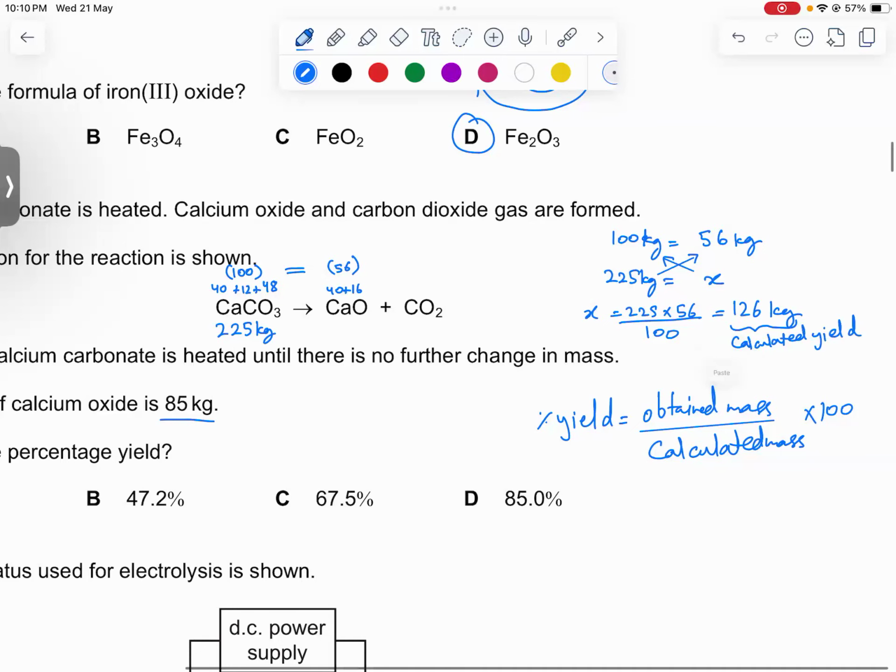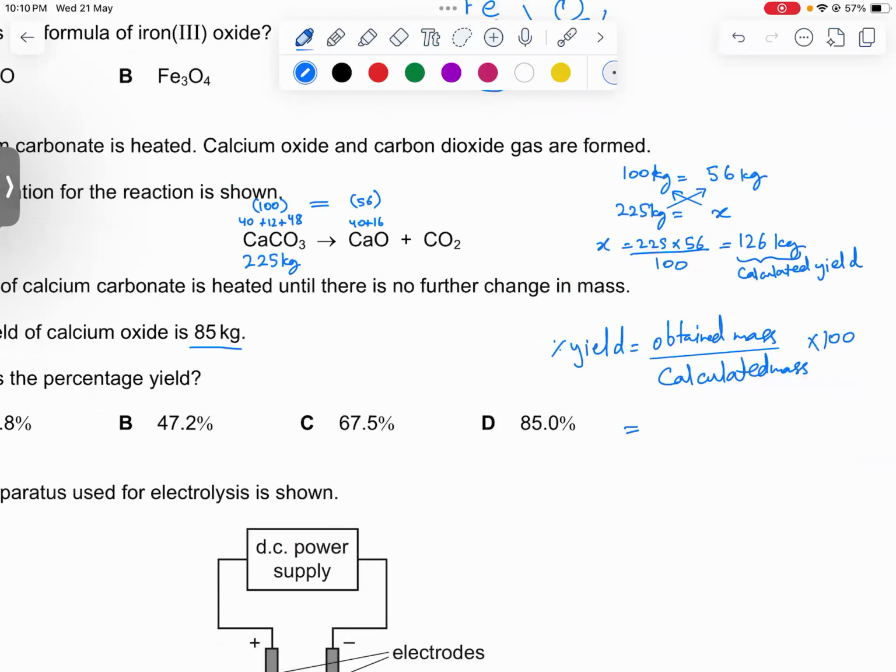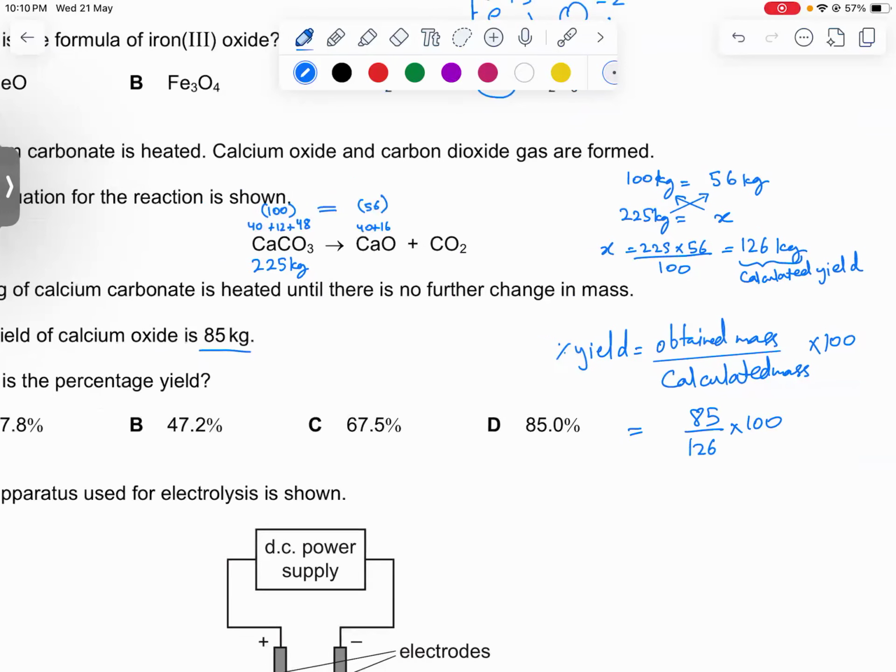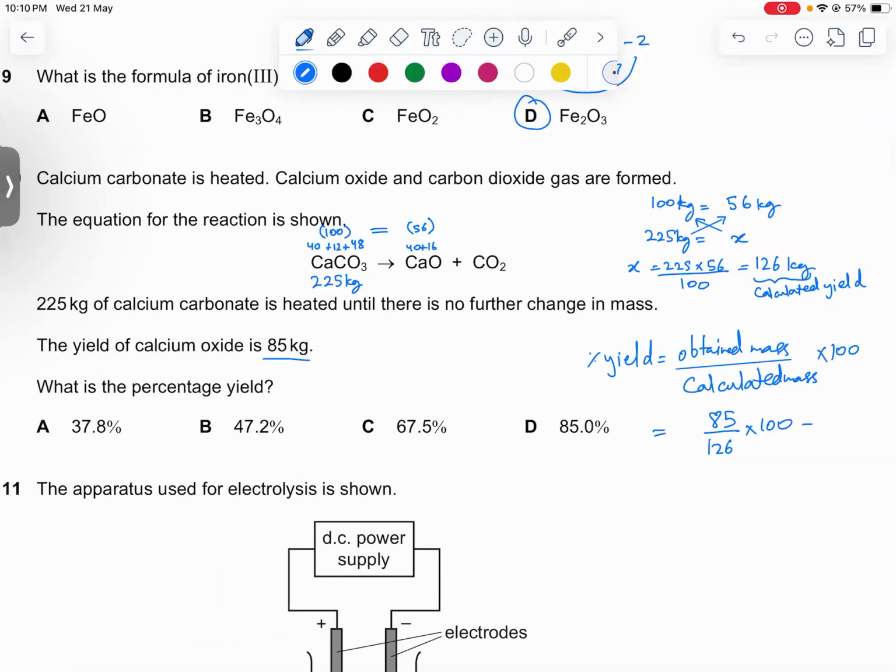All right. So the formula becomes 85 divided by 126 multiplied by 100. All right. So 85 divided by 126 multiplied by 100. The answer we are getting is 67.46 or 67.5%.